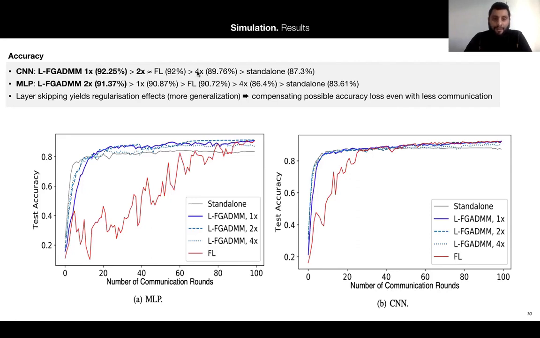As we share the largest layer less frequently, we see a drop in the accuracy. Of course, there is a saving in the communication, but that comes at the cost of less accuracy. Therefore, there is a trade-off here between the communication and the accuracy. We see the lowest accuracy when, of course, there is no communication at all. So we save in communication, but we pay a high cost of low testing accuracy. So standalone has the lowest accuracy compared to all of the algorithms. And we see similar behavior for the MLP setting.